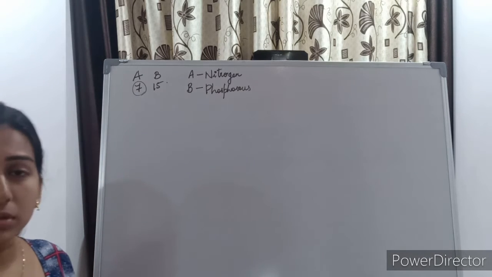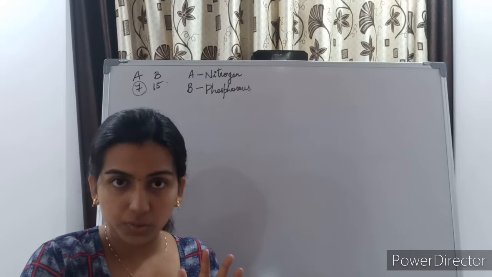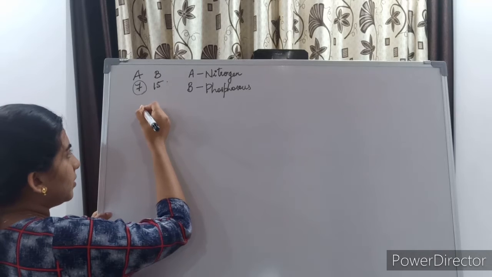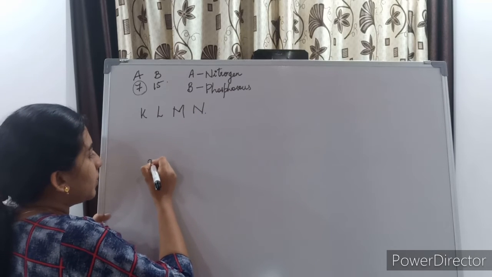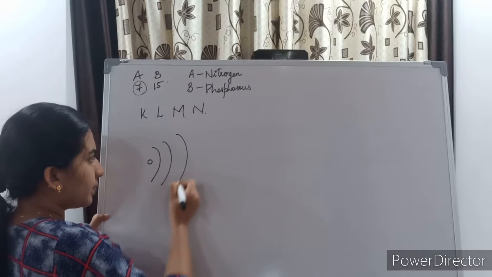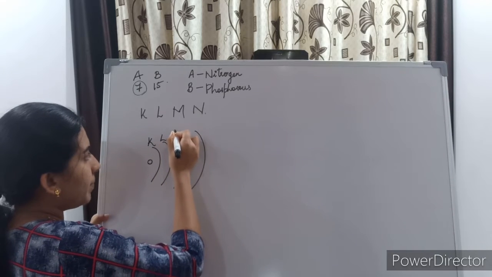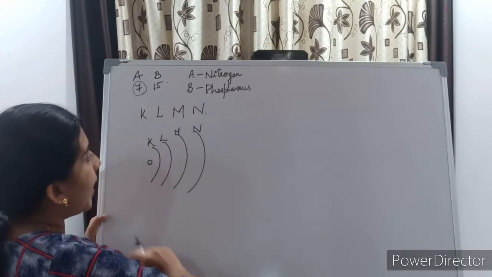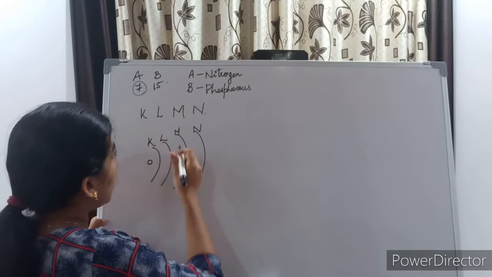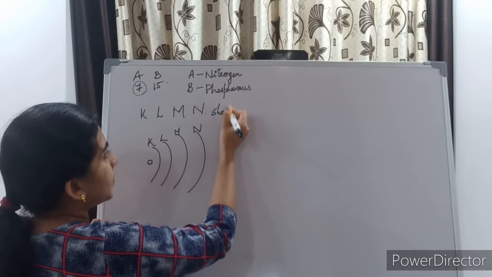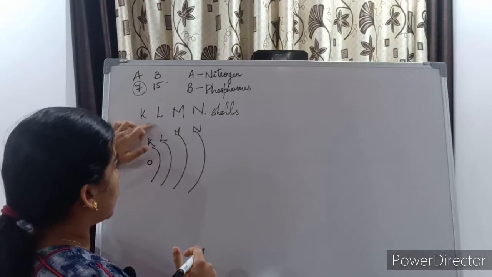So what is electronic configuration? Electronic configuration is the distribution of electrons in different orbitals. You might have studied there are shells like the K shell, L shell, M shell and N shell. This will be the nucleus and these will be the orbitals, the distribution of orbitals. So this will be K, L, M and N. So whenever we have to write the electronic configuration, we distribute the electrons in these shells.